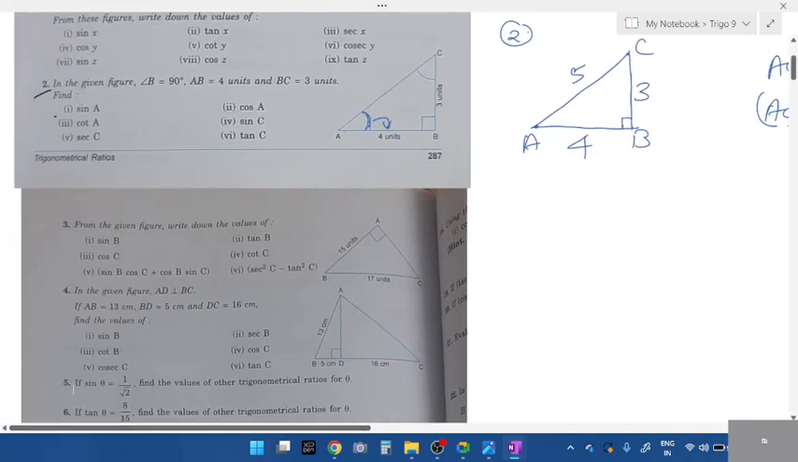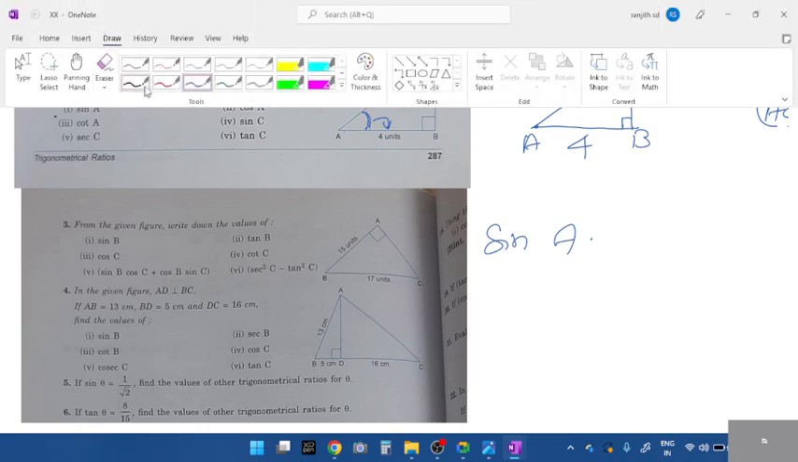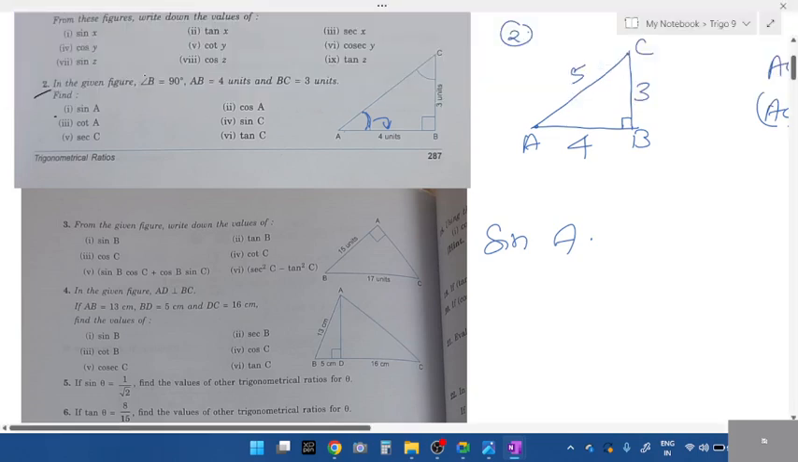Now look at AC. Sine A is asked. First question: what is sine A? What is the sine formula, students? For angle A, which is perpendicular? 3. And which is hypotenuse? 5. Is it clear? Both of you understood?